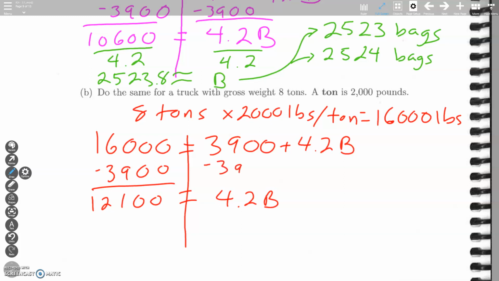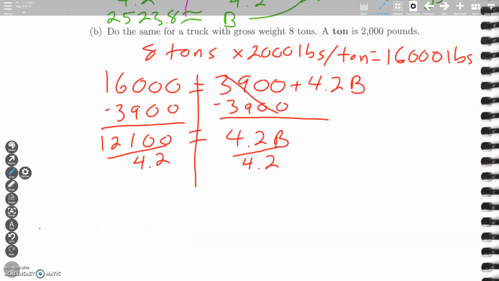I'll show my step on the right side here just to make sure that we're all in the same place. 3,900 minus 3,900, so that weight's taken away from that side. Sometimes we'll cross it out because it goes to 0. And now we've got 12,100 pounds is equal to 4.2 pounds per bag times the number of bags. And then we'll go ahead and divide again. I like to divide this way, making it look like a fraction, just in case we end up having a fraction. Again, same thing to the right side.